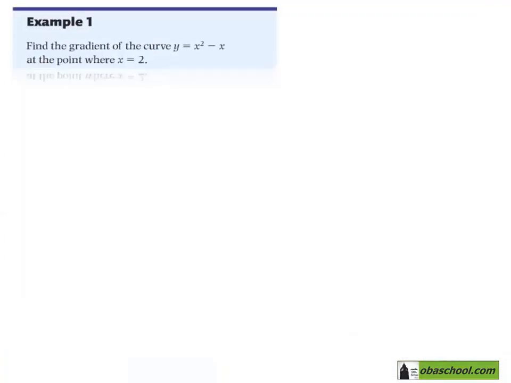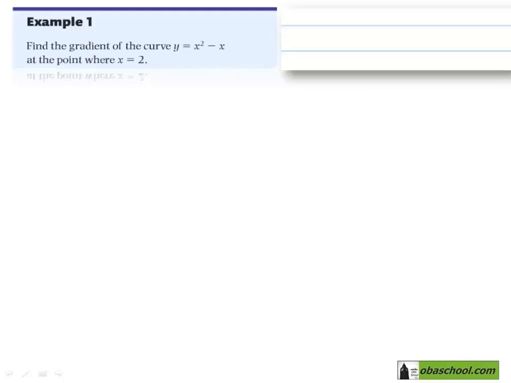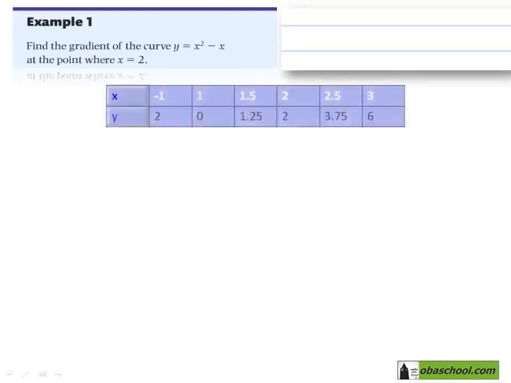Now, solving the example at hand, it says find the gradient of the curve y equals x squared minus x at the point where x is equal to 2. To find this, let's make some calculations around 2, a bit below and a bit above. So, you should form a small table where you find particular points by giving values to x and hence finding the representative values of y.